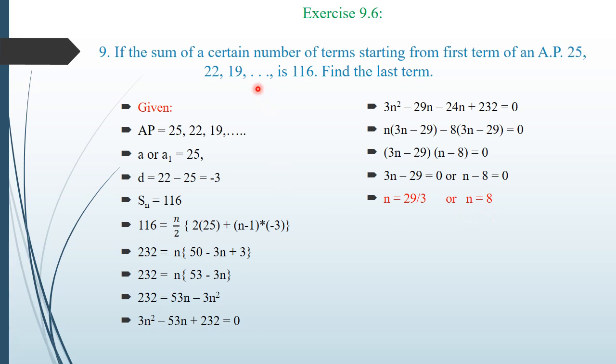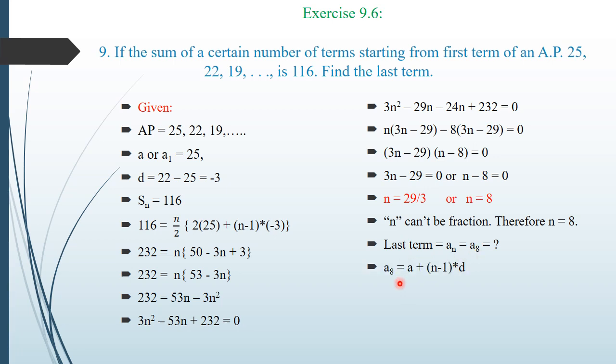Meaning if I add 8 terms from the beginning of this AP, I'll get 116. Now I need to find that 8th term, because he has asked me to find the last term. Therefore I'll consider an, that is a8. We know the formula an equals a plus n minus 1 into d, so I need to calculate a8 here. a8 is equal to 25 plus 8 minus 1 into d. d is minus 3.